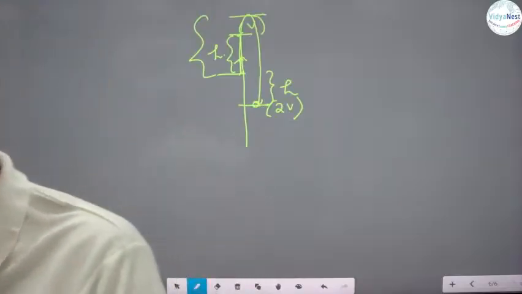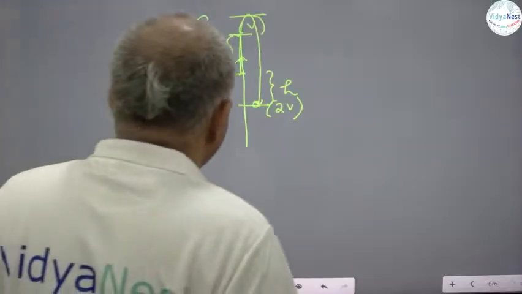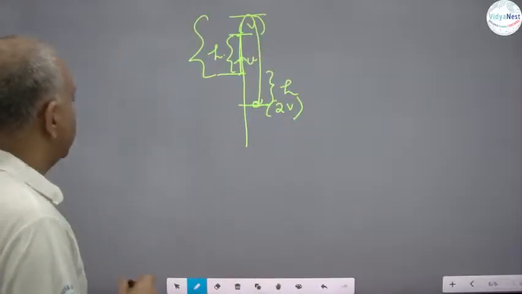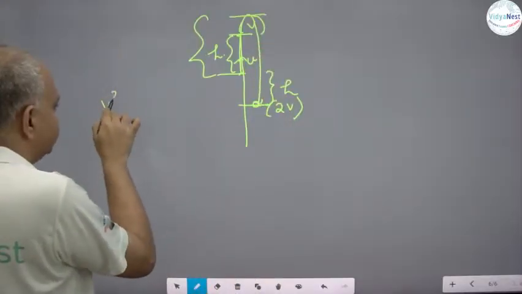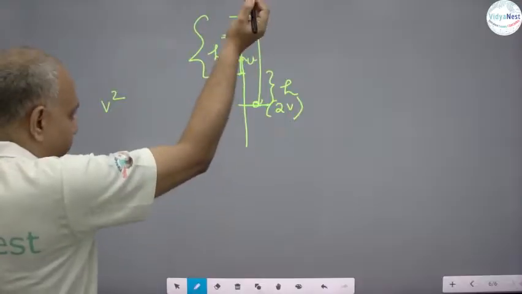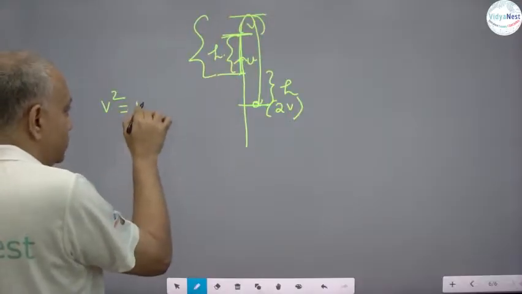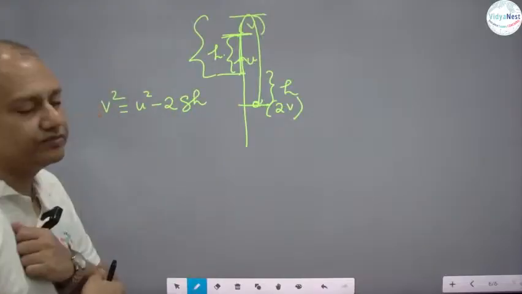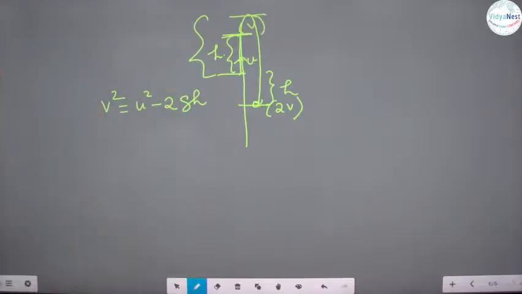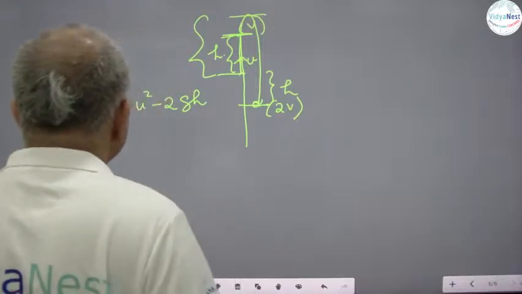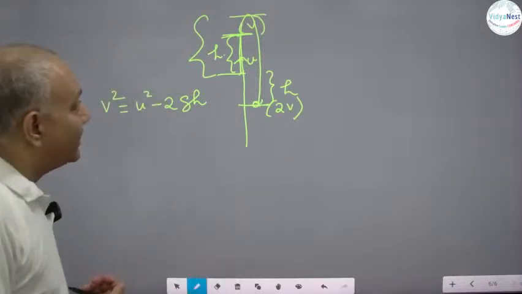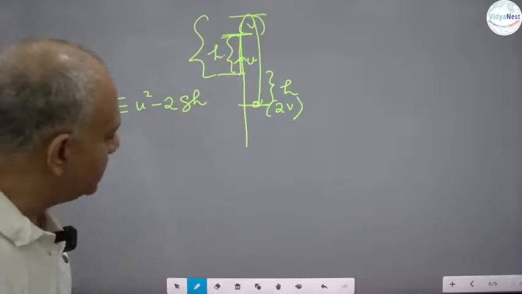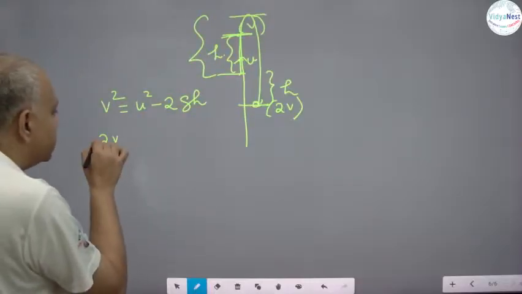That we have to think about. Now suppose we have thrown with a velocity u. When it is reaching at height h upward, the velocity is v, so v square is equal to u square minus 2gh. Yes, fine, very good. v square is equal to u square minus 2gh. But when it is coming down and reaching downward, then the velocity is becoming 2v.